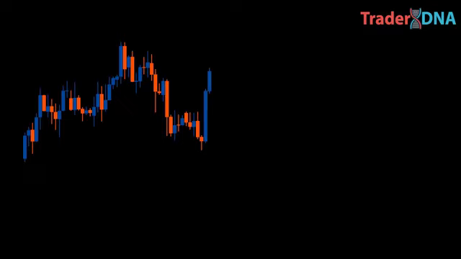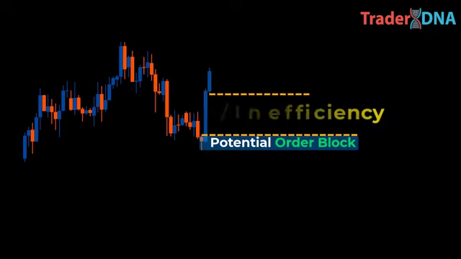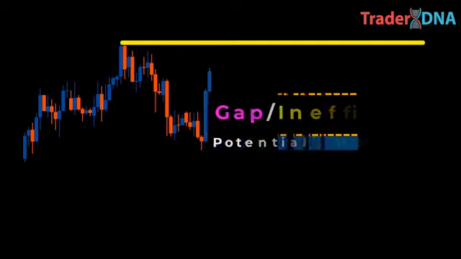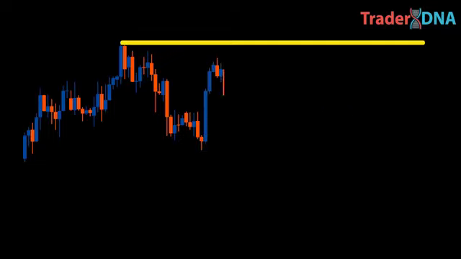Let's go over another example. In this chart, the price is creating higher highs and higher lows, and we have a potential order block here due to the inefficiency. However, since the price hasn't made a new higher high yet, we can't consider this a valid order block.